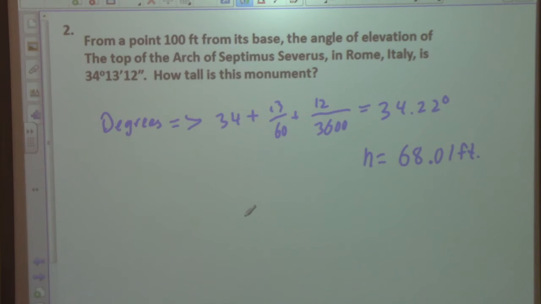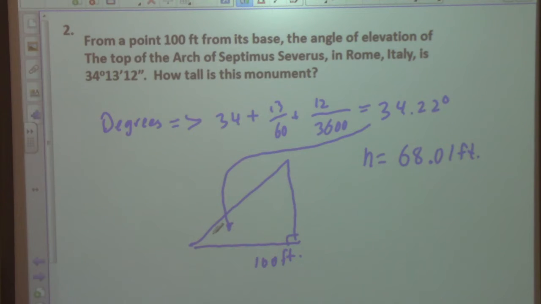So it says it was 100 feet from its base, so on the triangle, the bottom one, the base one, something like this. So you got your base, so you got 100 feet here. And then that angle right there, I got 34.22. So this is your angle right here.